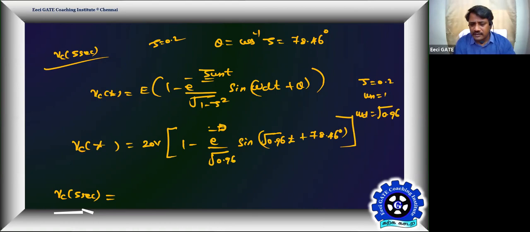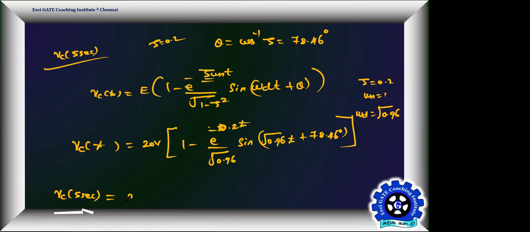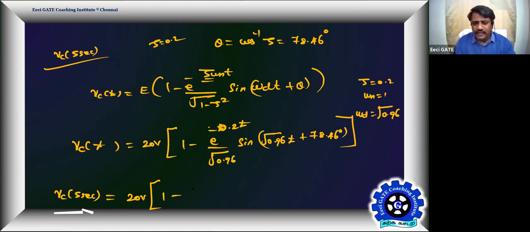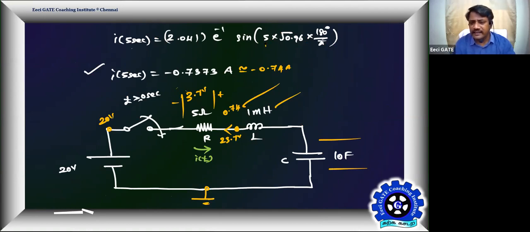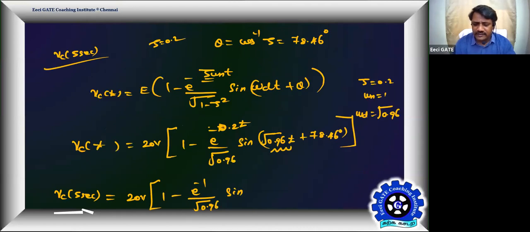Zeta omega n is 0.2, so 0.2 t. Then 20 volts into 1 minus e power minus 1 by root of 0.96 into sine of, and root 0.96 will have the same value as the previous one. Tell me what is this angle? 5 into root 0.96 into 180 by pi. Add that angle with 78.46. Total angle, please. Sine of what is the angle in degrees?